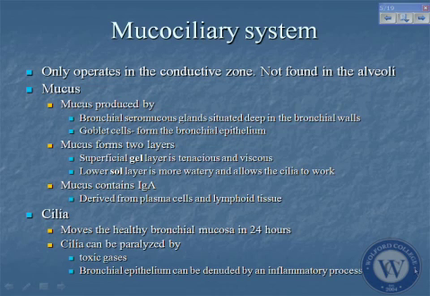Mucus only operates in the conductive zone, which means it goes from the larynx down to the trachea, bronchioles, and all the way down to the terminal bronchioles. But beyond that, there's nothing after that. It's only in the conductive zone. Once it gets into the alveoli, there is no mucociliary mechanism anymore.